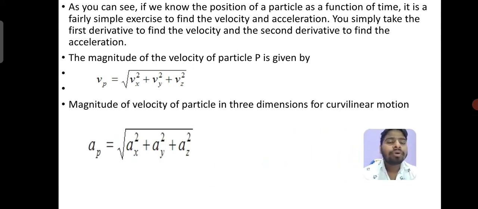The magnitude of acceleration is Ap equal to under root of a square x plus a square y plus a square z. And the magnitude of velocity of particle p is given by Vp equal to under root of v square x plus v square y plus v square z.